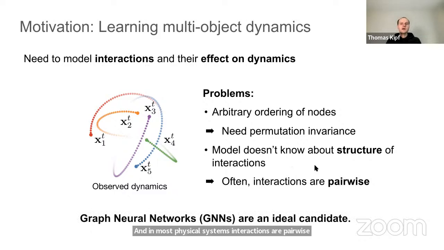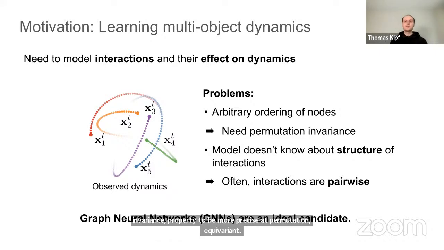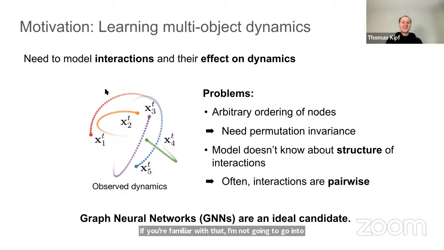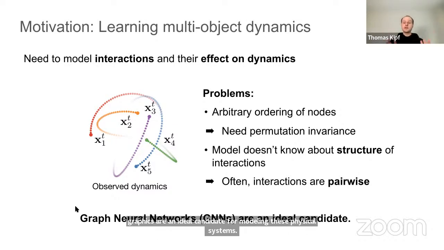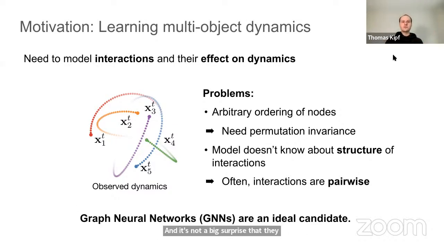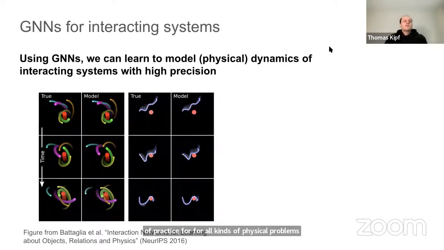And so graph neural networks are actually a perfect candidate because they do have this permutation invariance property. To be more precise, they are permutation equivariant. If you're familiar with that, I'm not going to go into too much detail. And they model pairwise interactions. So graph neural networks are an ideal candidate for modeling these physical systems, and it's not a big surprise that they are used a lot in practice for all kinds of physical problems these days. When we want to use a graph neural network for an interacting physical system, we can learn to model the physical dynamics of an interacting system with high precision.